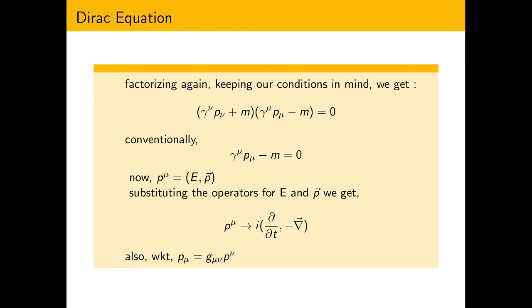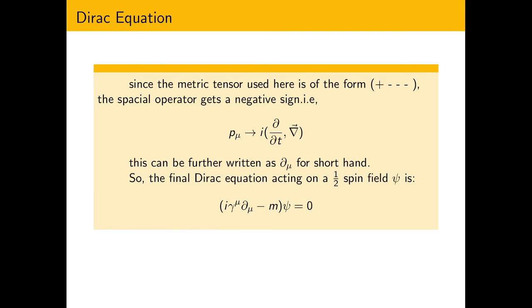So when we substitute the operators, we get this equation. Also, like I said before, when you want to convert a contravariant to a covariant vector, you multiply it with a metric tensor. Next slide please. We're using the metric tensor of form plus minus minus minus. This means that the time term will retain its sign, and the space term will get a minus sign.